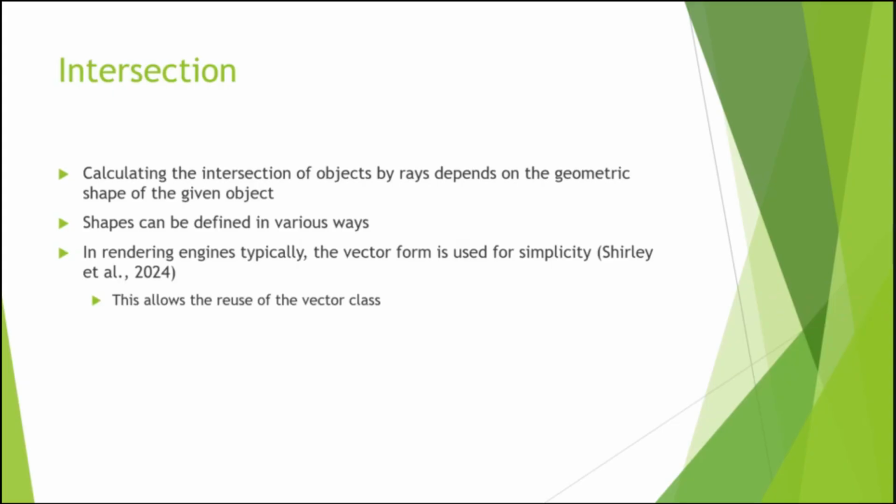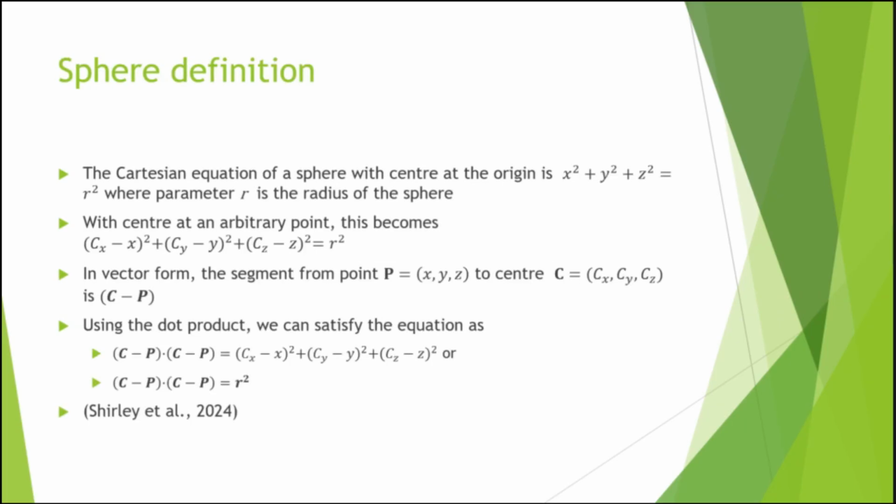How do we calculate intersection? It depends on what object we are trying to intersect. And different shapes have different methods for checking intersection. Starting with the sphere, the Cartesian equation is x squared plus y squared plus z squared equals r squared. This is about the origin. If we want it about an arbitrary point, then we need to define the point in the equation.